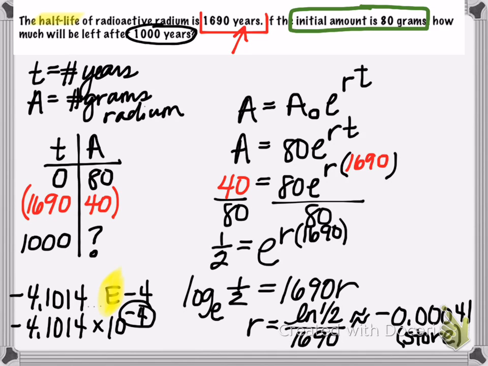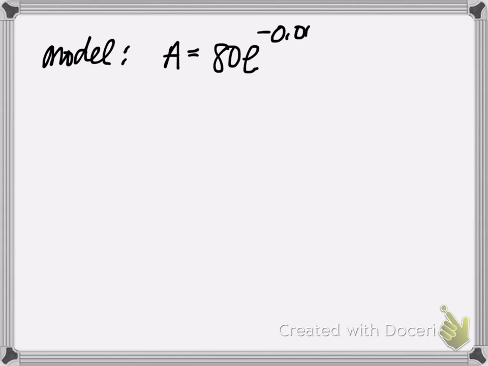So now that we have this value for r, we can substitute that back up here into our model, and now we have an equation. So the actual model for this situation would now be A is equal to 80, that initial amount, times E raised to the negative 0.00041 times T power. And again, just noting that we won't actually be entering this decimal, but rather this is going to be the stored value in our calculator.